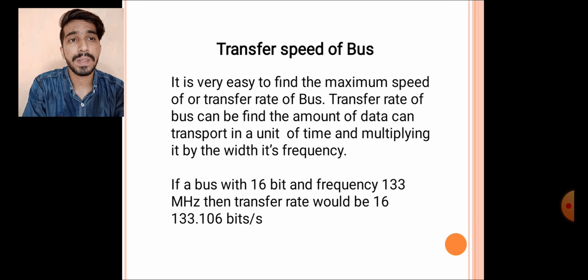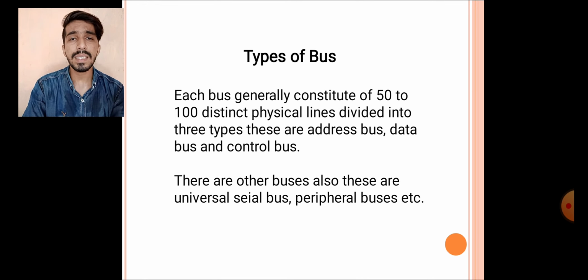Here is the transfer speed of a bus. It is very easy to find the maximum transfer rate of a bus. The transfer rate of a bus can be found from the amount of data it can transport in a unit of time, by multiplying the width by its frequency. If a bus has 16 bits and a frequency of 133 megahertz, then the transfer rate would be 133 × 10^6 × 16 bits.